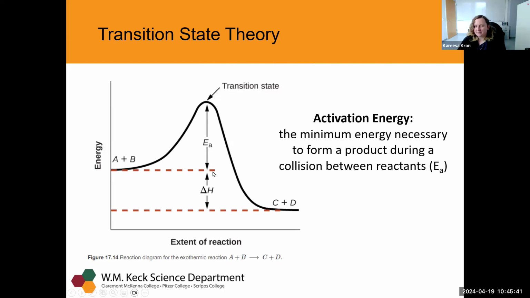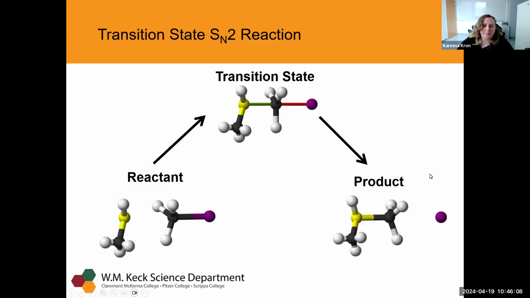The energy difference between the reactants and this high energy unstable transition state is what we're going to call activation energy. It is the minimum energy necessary in this collision between A and B, or whatever, that will allow us to form a product during that collision between the reactants. We're going to call this EA. And I wanted to provide you an example of what a transition state could look like so that maybe you better understand what's happening here.